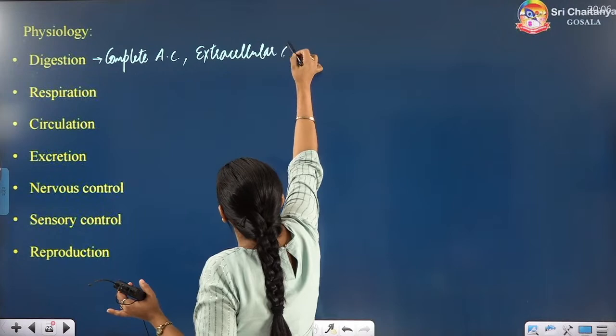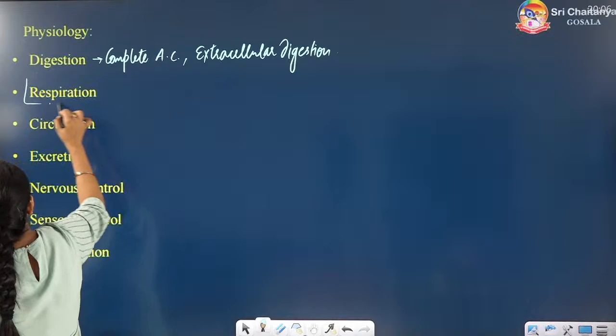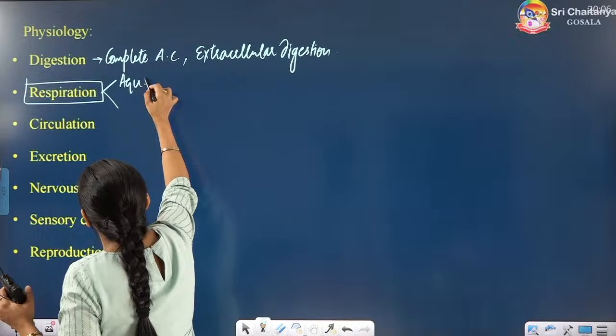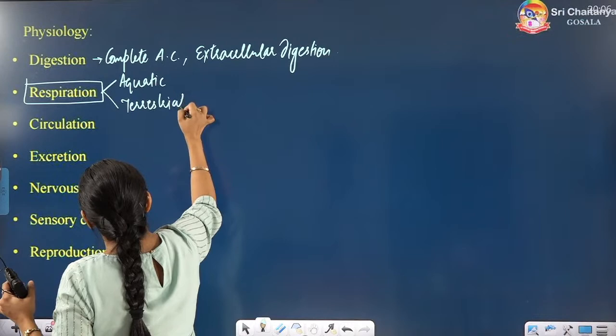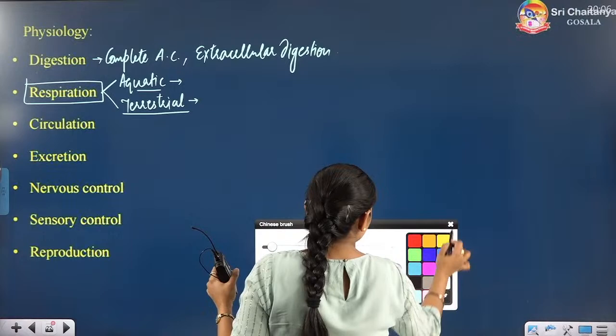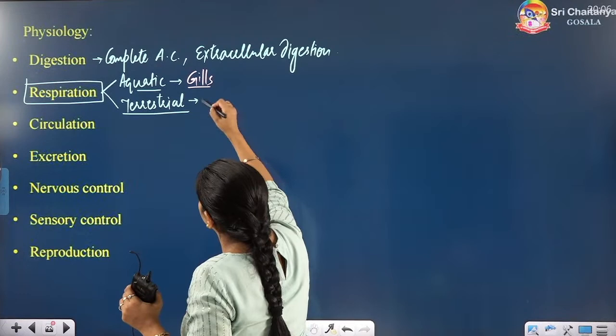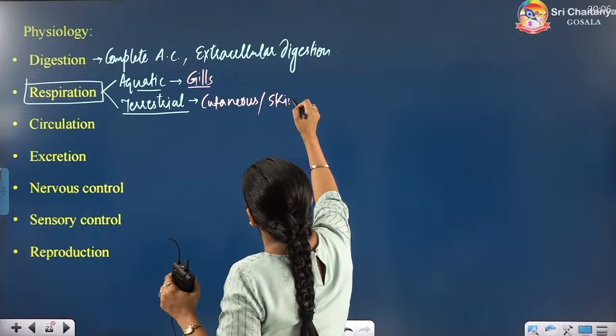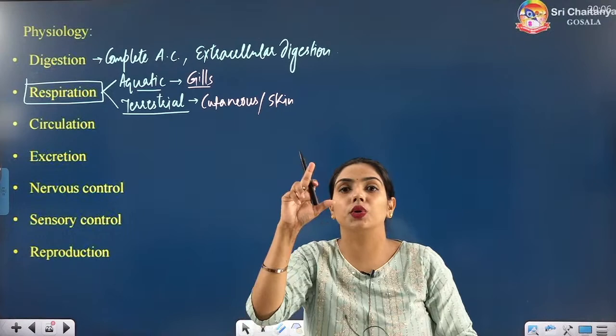extracellular digestion. Now coming to the respiration, here respiration is important, beta. In case of respiration, you have seen that aquatic forms are also there and terrestrial forms are also there, right? So in the aquatic forms they can respire through gills. Gills will be the respiratory organ. In case of terrestrial, the respiration is cutaneous. What is the meaning of cutaneous? Skin. When the animal is respiring through skin, then that kind of respiration is known as cutaneous respiration or through general body surface. All right.